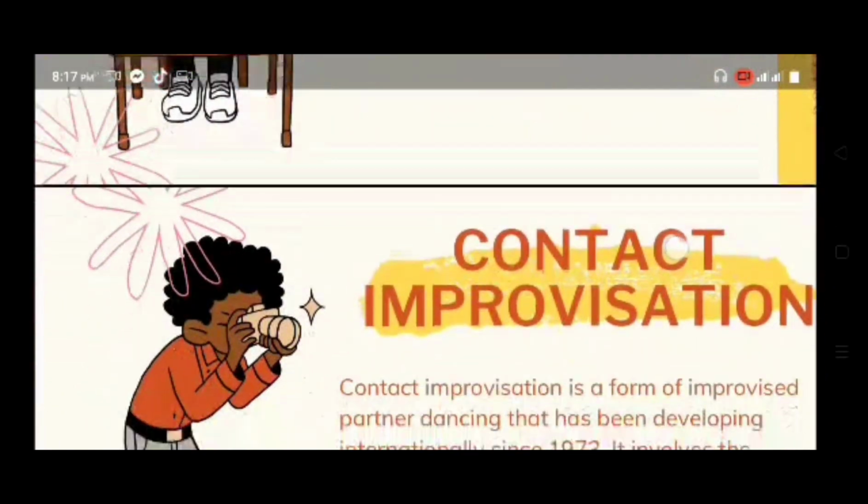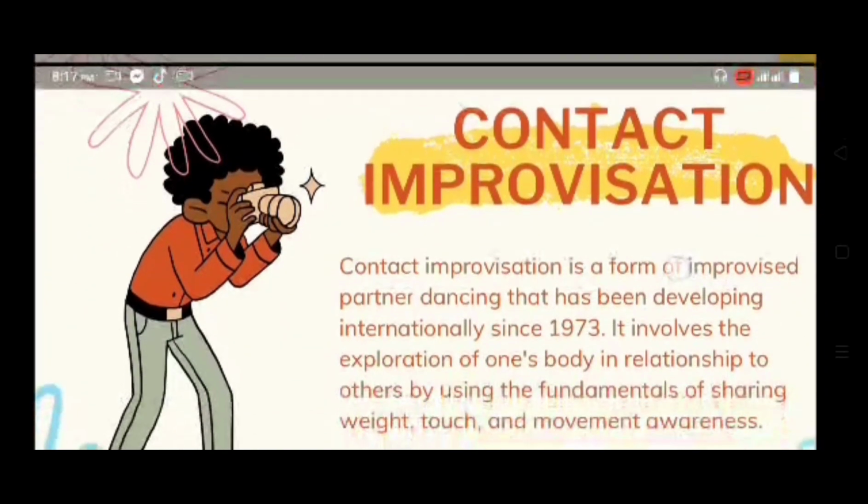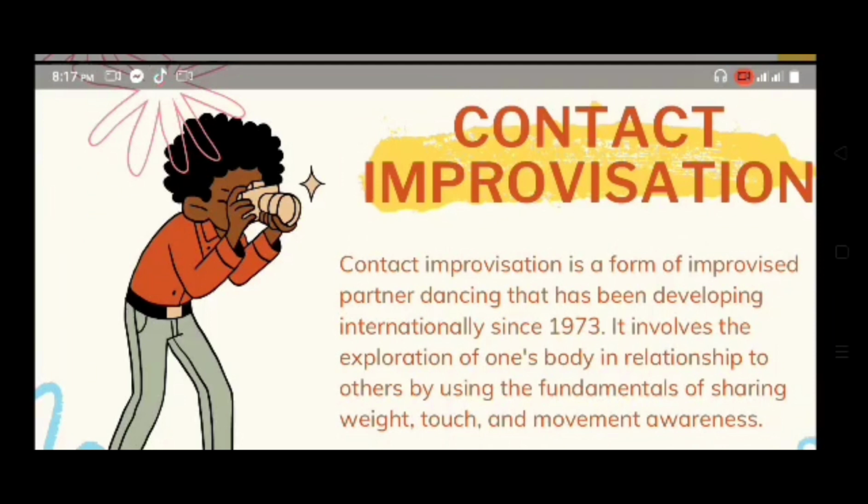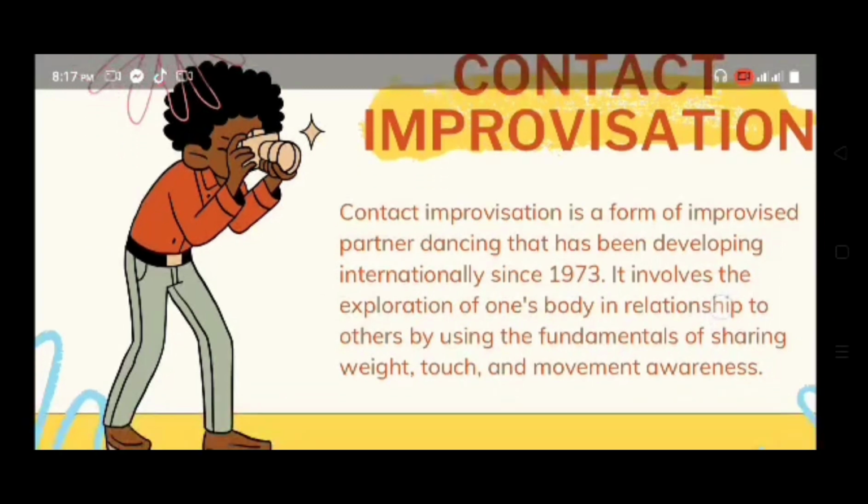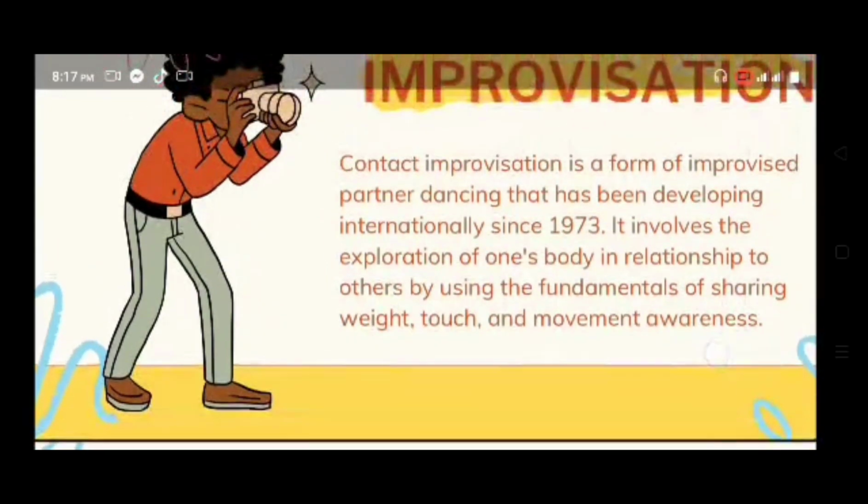So, next is contact improvisation. Contact improvisation is a form of improvised partner dancing that has been developing internationally since 1973. It involves the exploration of one's body in a relationship to others using the fundamentals of sharing weight, touch, movement, and awareness. So, contact improvisation daw is a physical contact between two or more dancers.